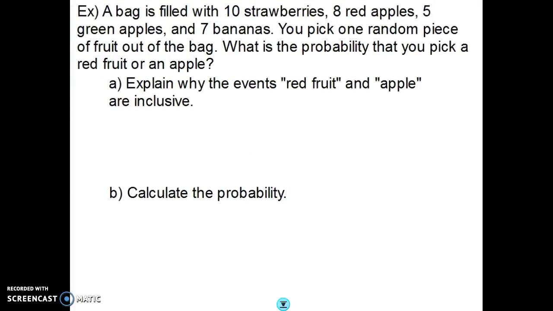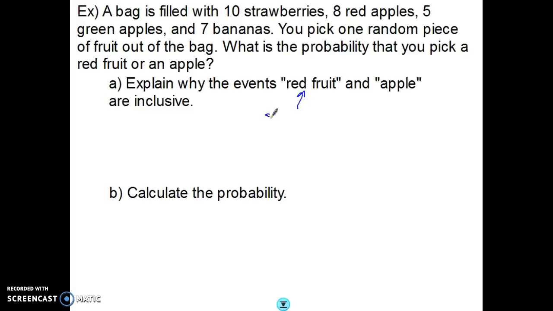Let's look at another example. A bag is filled with 10 strawberries, 8 red apples, 5 green apples, and 7 bananas. You pick one random piece of fruit out of the bag. What is the probability that you pick a red fruit or an apple? So first let's explain why these events are inclusive, the red fruit and apple event. Well, we can break it down by saying, what's in each of these events?